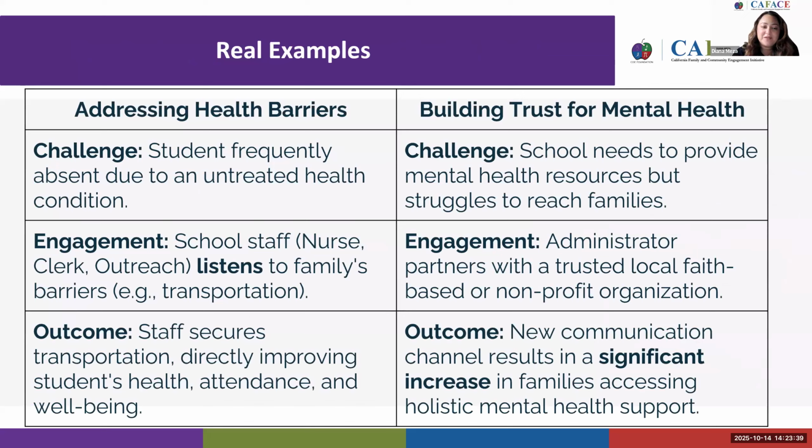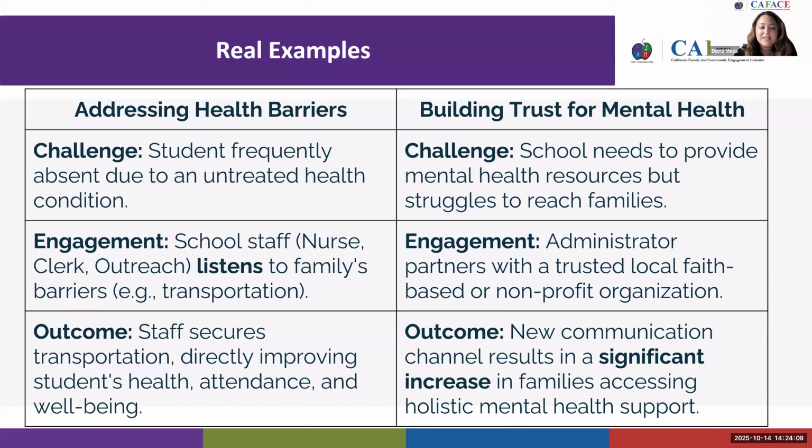Now we're going to look at the real stories. Let's put this work in action, right? Theory is great, but real life stories show us the power of relationships. So we have two quick examples that illustrate the challenge, engagement, and outcome arc. Story one, you have the staff member and the family, right? A health focus and the challenge. The student was frequently absent due to an untreated chronic health condition, and the school couldn't get a hold of the family to resolve it.